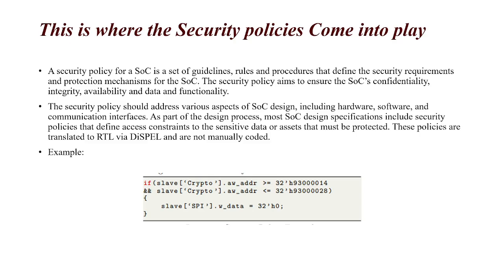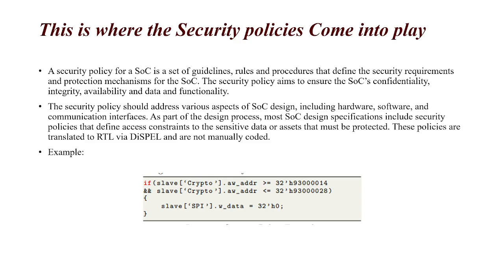This code snippet checks if the crypto IP is performing a write to a protected memory region, specifically within the range given here. If that condition is true, the policy immediately nullifies any write data from the SPI IP, which is given in the last line, like SPI dot write data is equal to 0.